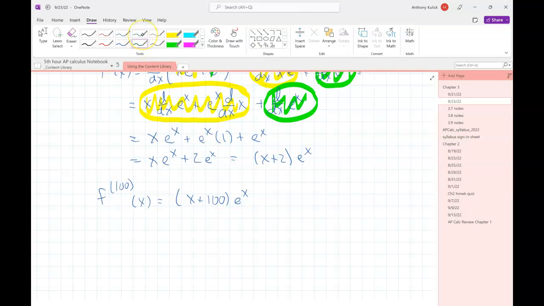I just asked what the 100th derivative would be, just looking at the pattern. The first derivative we had x plus 1 times e to the x. The second derivative we had x plus 2 times e to the x. The idea was that each time we do it, you're just going to add 1 more e to the x.